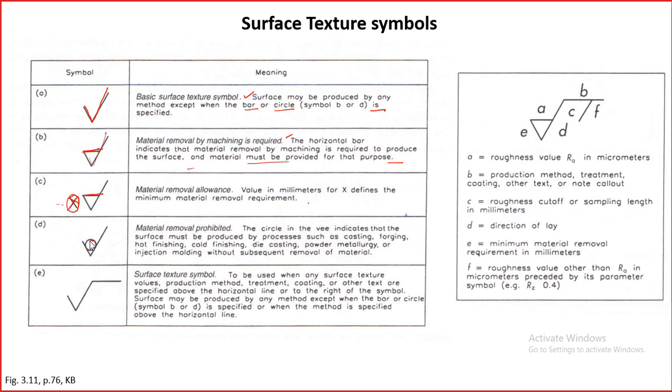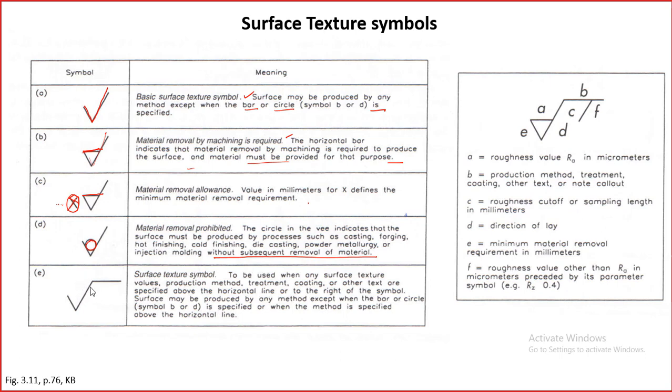And if it is a circle like this in the check, material removal is prohibited. So no material removal should be done, no machining should be done. The circle in the V indicates that the surface must be produced by processes such as casting, forging, hot finishing, cold finishing, die casting, powder metallurgy, or injection molding without subsequent removal of the material. So this is the symbol, a circle inside the V of the check.